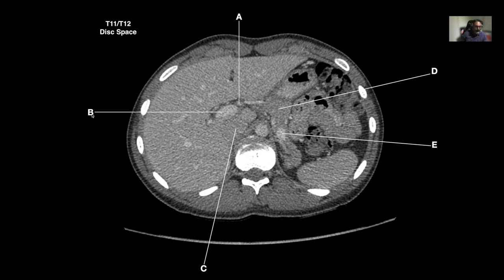B is the portal vein, correct. C is the IVC. Yes, that is good. Correct. That is the splenic vein. Yes, it is the body. Yes, it's still the body of the pancreas.